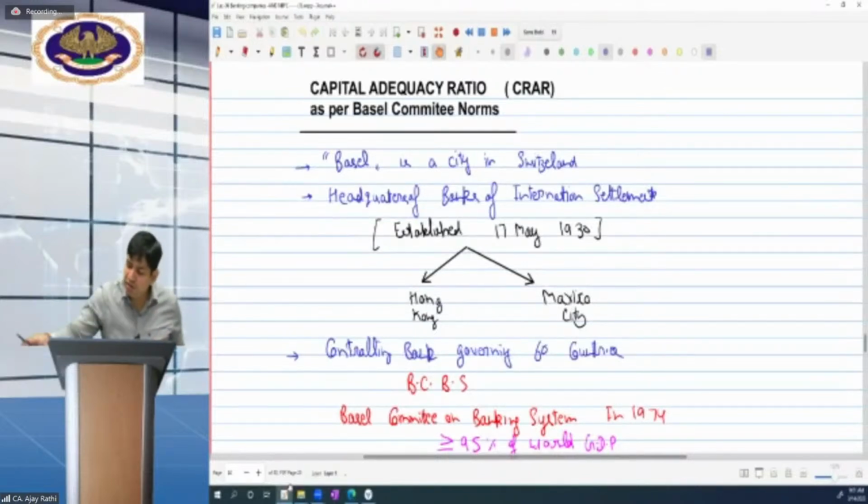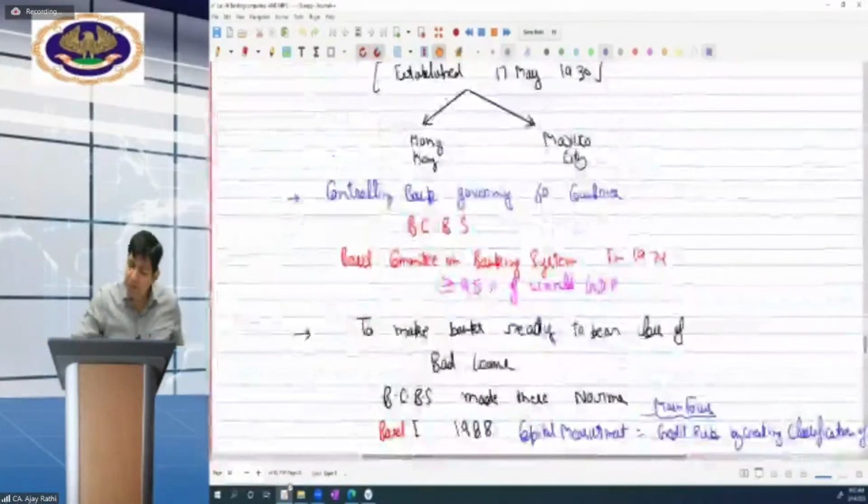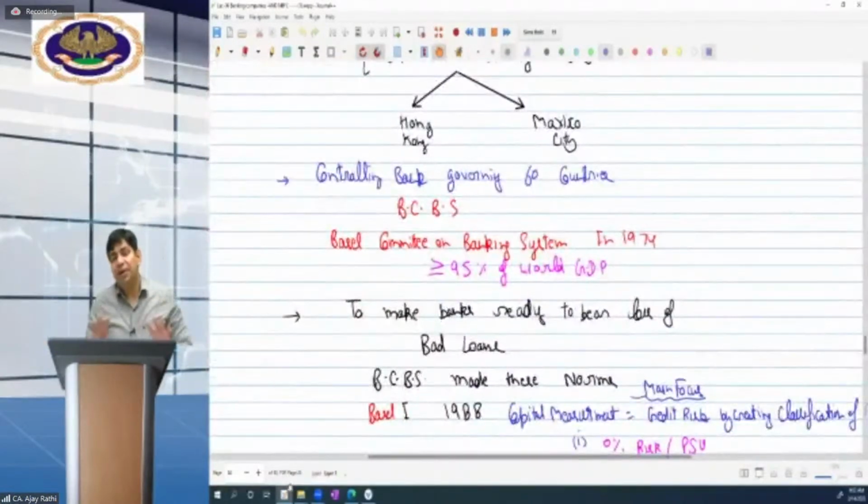One is Hong Kong and another is Mexico. Basically, these are the committee of 60 countries' banking system that was to govern the banking companies system. Okay, beta?